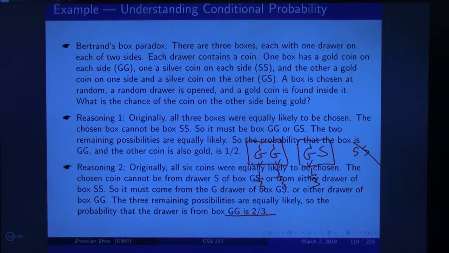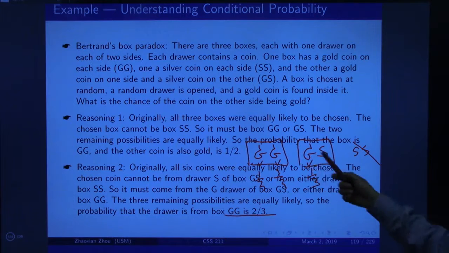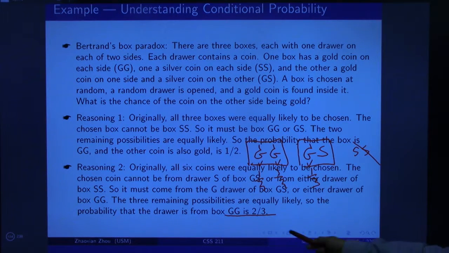So we have 2 ways to explain this. Which one is correct? In this one we said half, because you choose this box and this drawer. I'll let you think about this. We can discuss it at a later time.